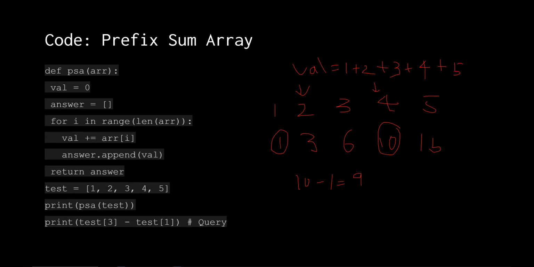And if you notice, 2 plus 3 plus 4 is also 9. And so that's essentially how you would do the question. Very nicely written code. Let me see if there's anything. No, it's all wrong.